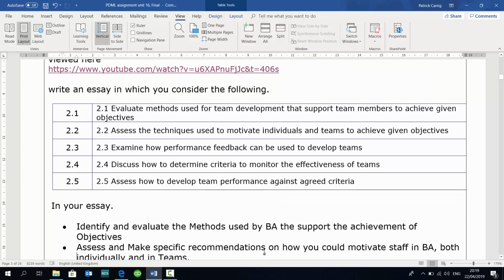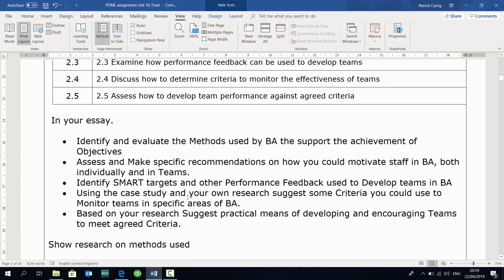So in your essay, you're looking at identifying and evaluating the methods used by British Airways to support the achievement of the objectives themselves. So how did they do it? How did they actually monitor the team? How did they actually tackle it? Secondly, we looked at assessing and making specific recommendations on how you could motivate your staff, both individually and in teams.